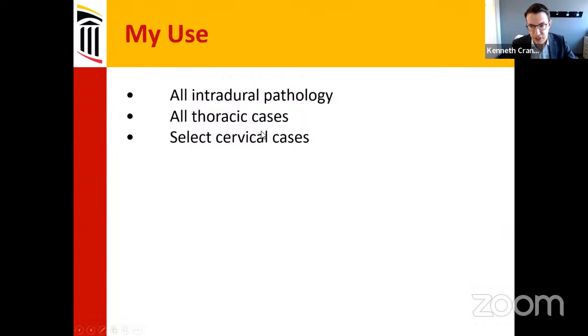Even if I'm performing just a laminectomy, I'll still use it to make sure that there's not a ventral disc herniation that's also causing stenosis. And then I also use it for some select cervical cases as well, when I want to ensure that there's a good decompression.